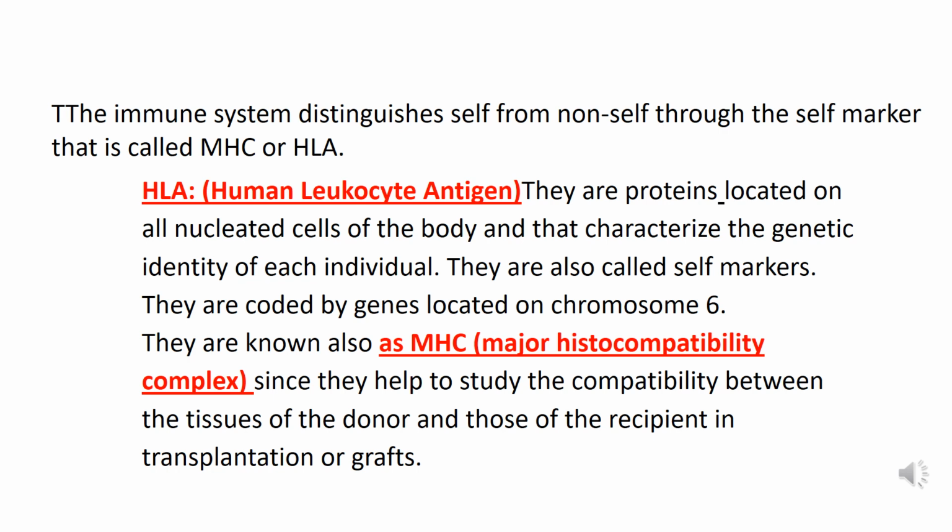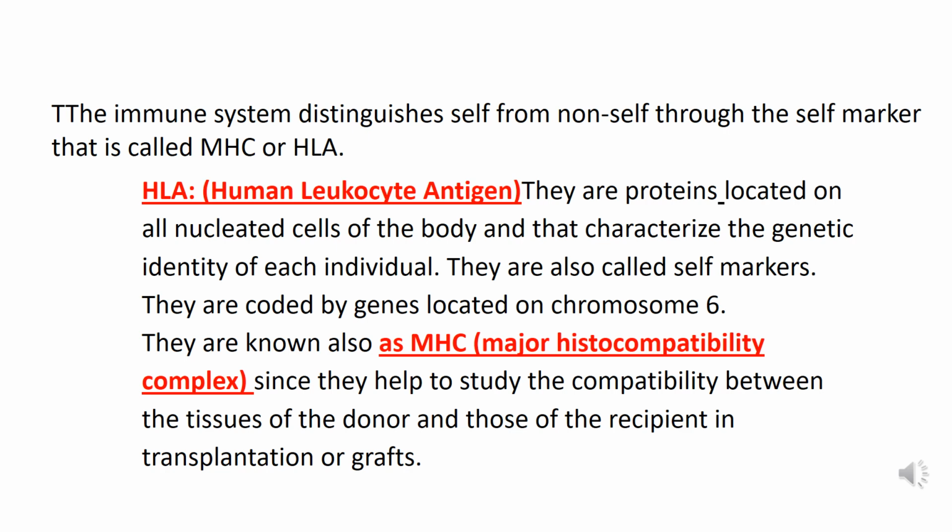HLA, also called human leukocyte antigen, are proteins located on all nucleated cells of the body and that characterize the genetic identity of each individual. They are also called self markers. They are coded by genes located on chromosome number 6. They are also known as MHC, major histocompatibility complex.